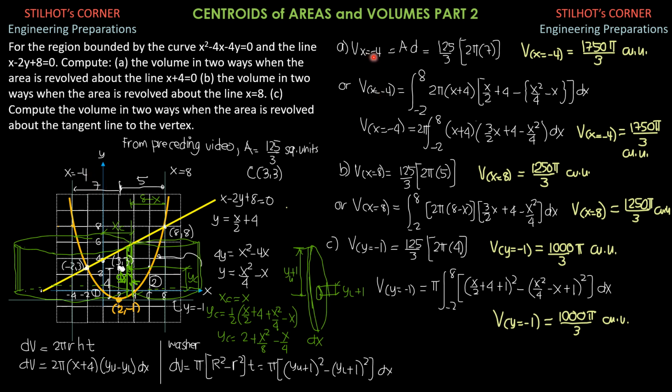So by Pappus proposition, volume about x equals -4 is area of the region times distance traveled by the centroid. The area is 125 over 3, and the distance traveled by the centroid is this circular path with radius 7, and therefore, just like the circumference of a circle, 2 pi times 7. So in terms of pi, the volume is 1750 pi over 3 cubic units.